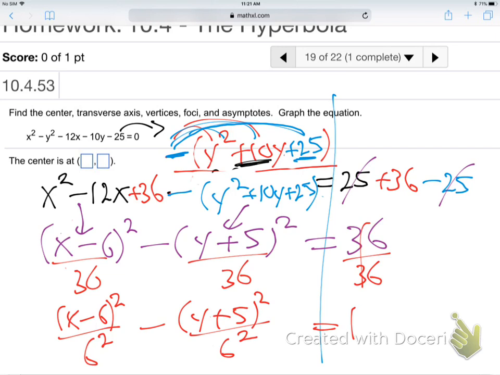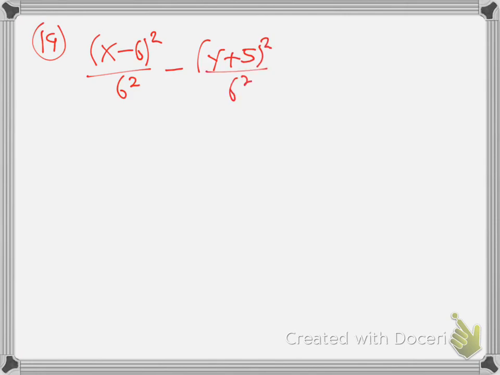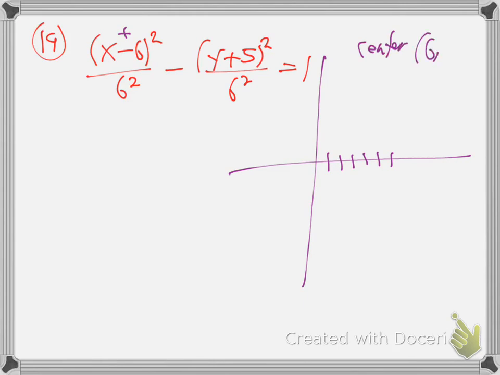Center is. So I'll put it on a fresh screen here. This is number 19. What was it? X minus 6 squared over 6 squared, plus 5 squared over 6 squared. Okay. Yeah, now we can graph. So, where's the graph? Center. Over 6 down 5. Right? Because center is going to be 6, opposite, right? Over 6 down 5.